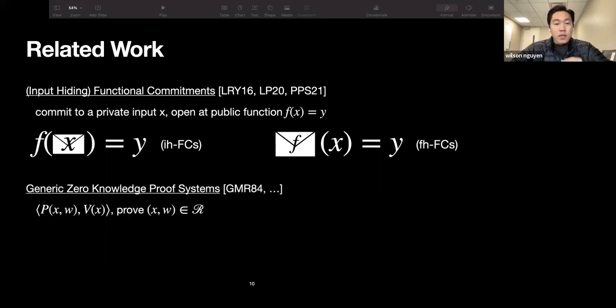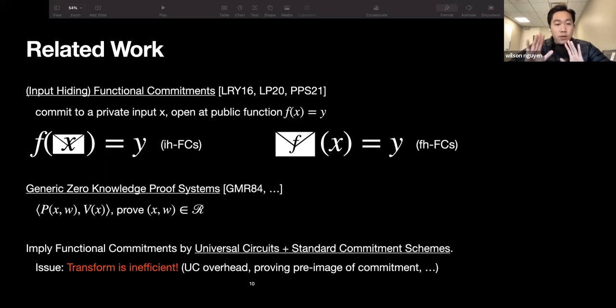There's also a line of generic zero knowledge proof systems, in which it's an interactive argument between randomized algorithms, prover and verifier, in which the prover has access to instance x and a witness w, and the verifier has access to an instance x. And the prover wants to convince the verifier that x and w are in the relation, as in x is in the language, while keeping w private from the verifier.